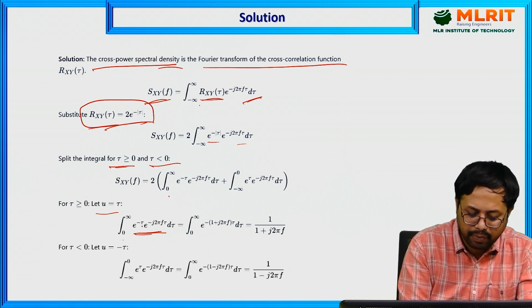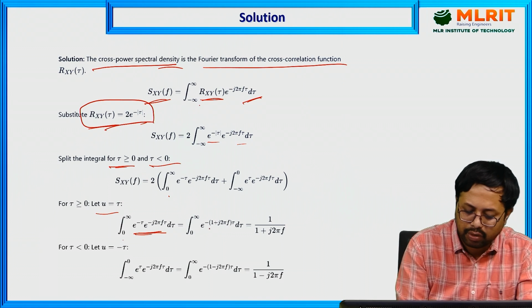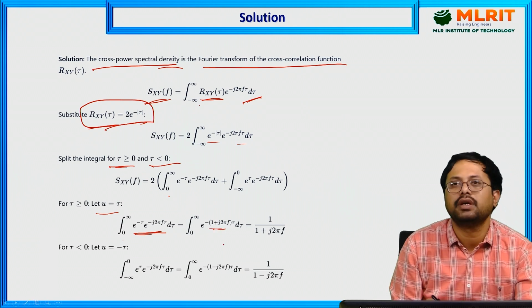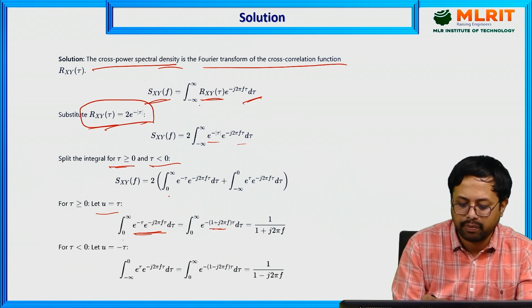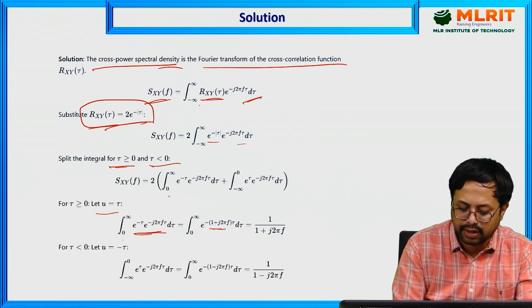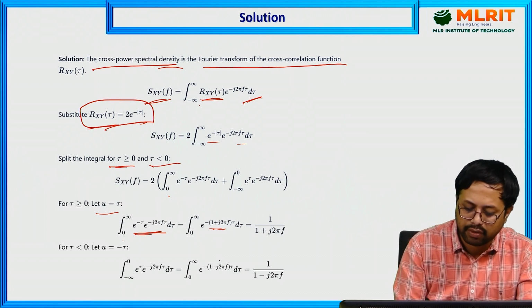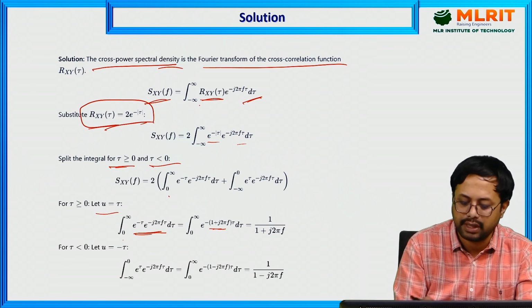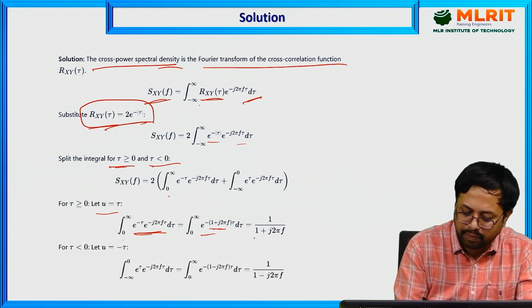You get 1 plus j into 2 pi f in the exponent. For the e power minus a t term, that is 1 by j omega; whatever term you have, you will get 1 by s plus a, so here we get the term 1 by 1 plus j 2 pi f.